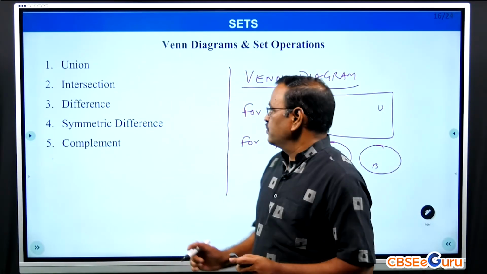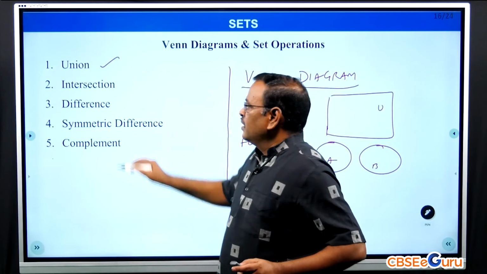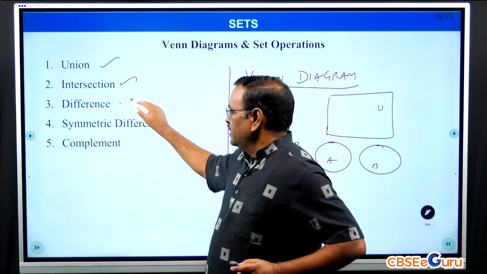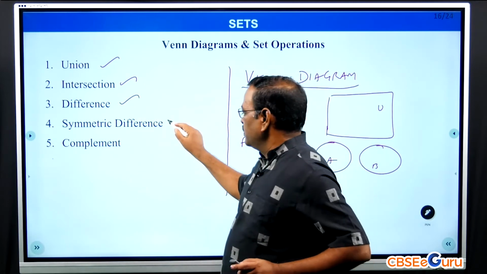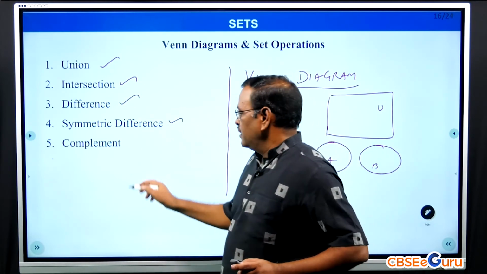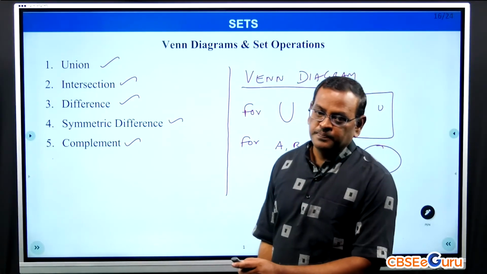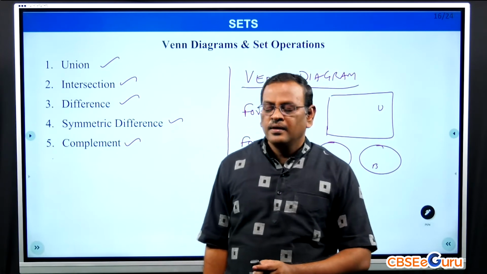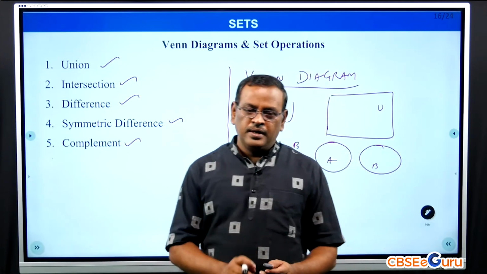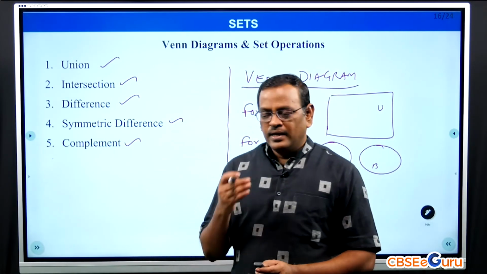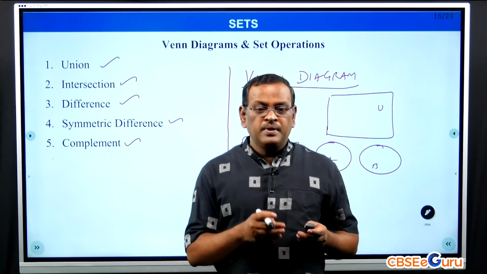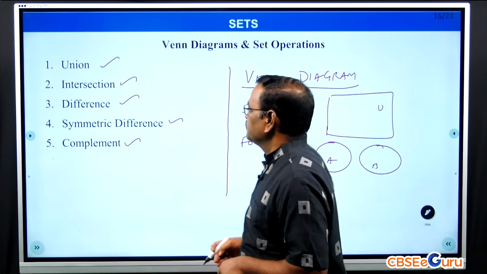Now, what are the different types of operations? Operation 1, union; operation 2, intersection; operation 3, difference; operation 4, symmetric difference; and the last one is complement. For every operation you have one special operator, and we will discuss what that operator means in 2 different ways: one by using an example, another by using a Venn diagram.